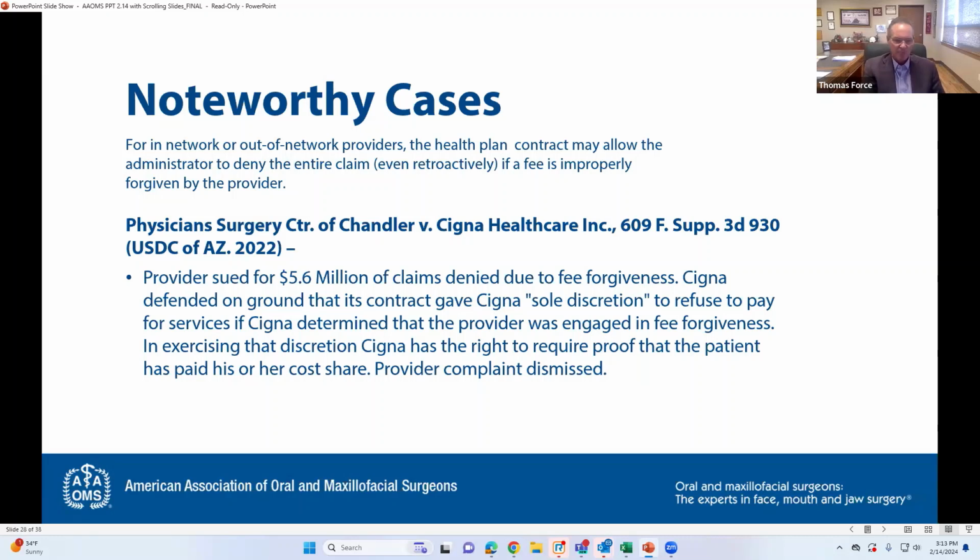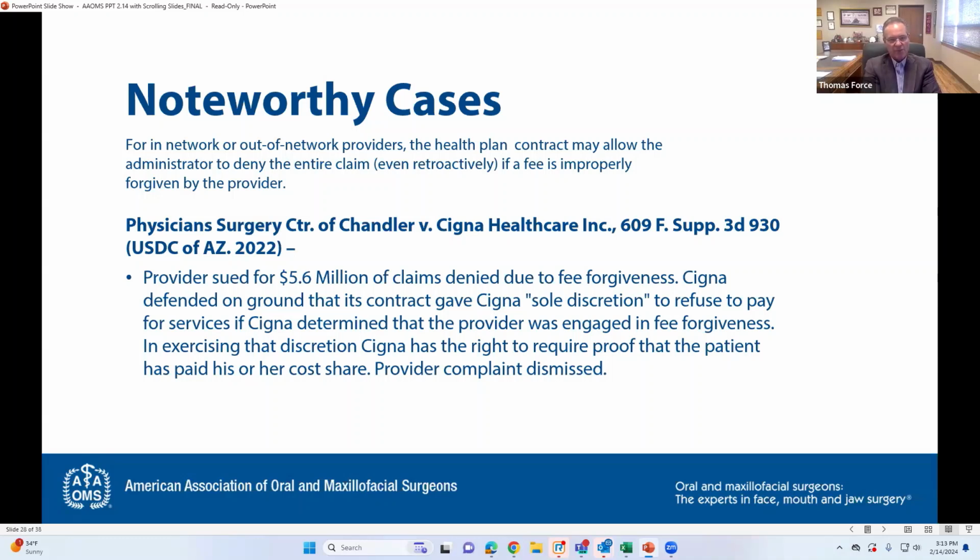Providers sued for $5.6 million of claims denied by Cigna due to fee forgiveness. Folks, Cigna is extremely aggressive in fee forgiveness audits, probably the most aggressive. They send questionnaires to patients. They're not afraid to file lawsuits or countersuits. So be careful when you have a Cigna patient that you're waiving fees.